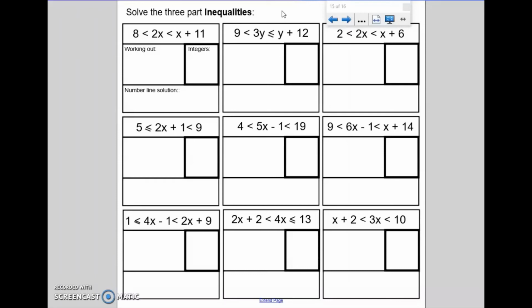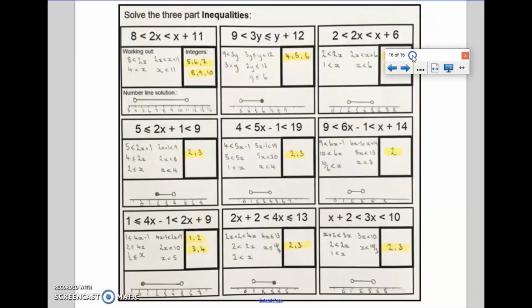Okay, welcome back. Just going to have a look at my solutions to each of these 9 questions. Here are my solutions. So I've shown you my full written solution, how I've approached the question and split each question into 2 parts. Then I've listed all of the integers that would satisfy the inequality, and I've also gone ahead and presented my answer on number lines.